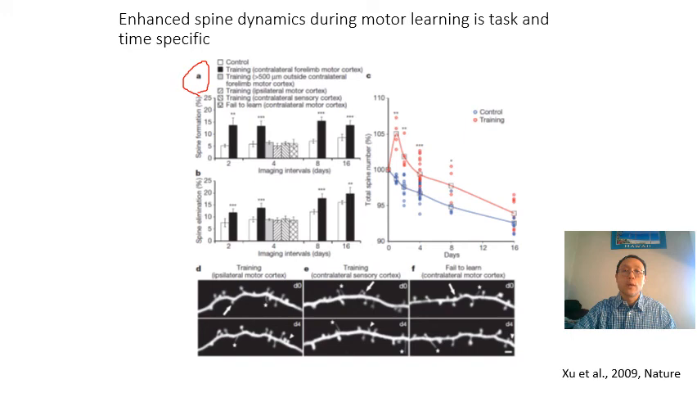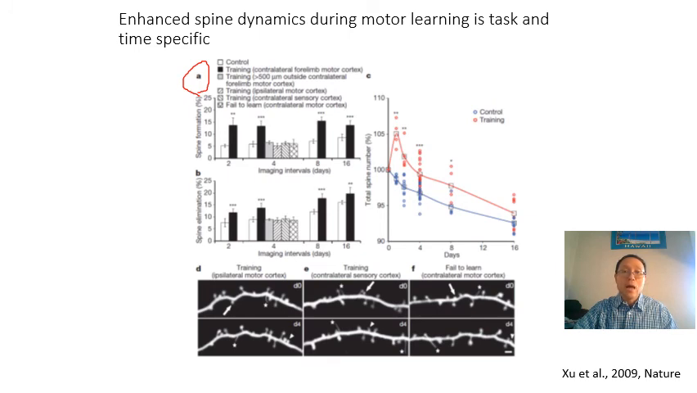such as when they were looking at the training but in the ipsilateral motor cortex, they don't see any effect. When they look at the training in the contralateral somatosensory cortex, they did not see any increased spine formation. And the animals that failed to learn, in the contralateral motor cortex, also did not see any differences. So what you are seeing is that this area of enhanced spine dynamics during motor learning is task and time specific.